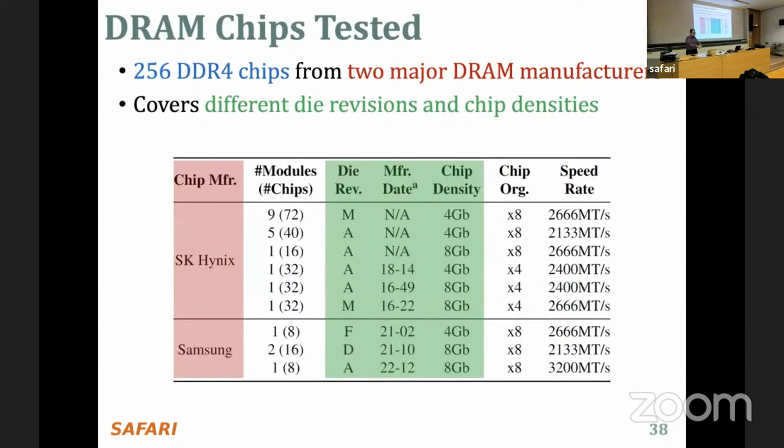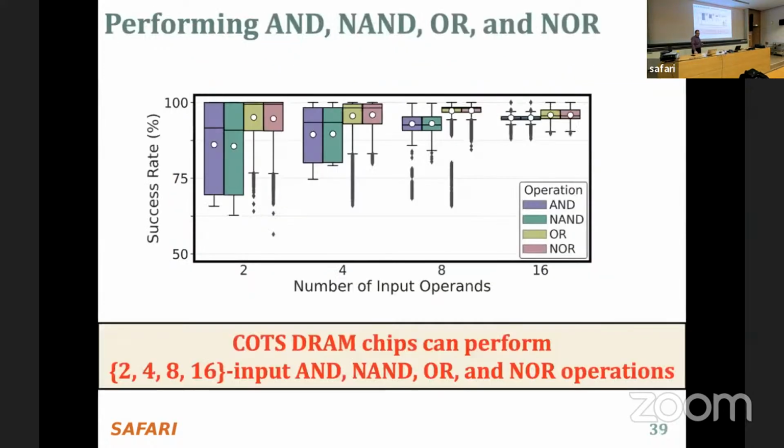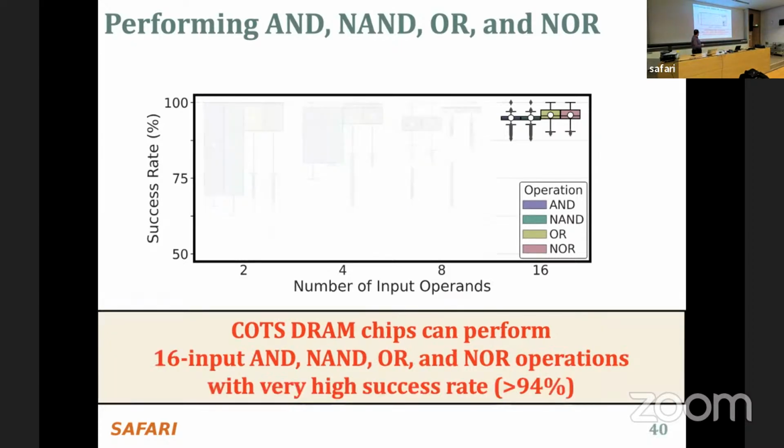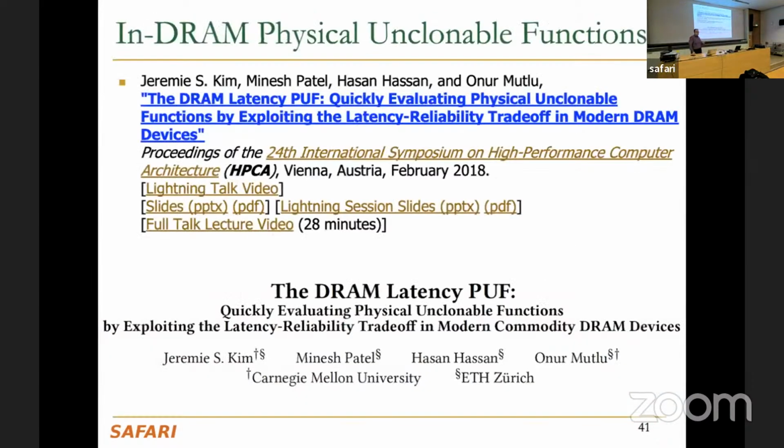So we did tests on many DRAM chips that cover different revisions and also chip densities. You can see some information about them on this table from the 2 different manufacturers. We observed that commercial off-the-shelf DRAM chips can perform 2, 4, 8, 16 input AND, NAND, OR and NOR operations. And for 16 input AND, NAND, OR and NOR operations, we have quite a high success rate, more than 94%. So it's not fully accurate. There are some cases where we cannot get the correct value, but it's good that without doing anything, by using commercial off-the-shelf DRAM chips, you can still have such operations. And it might be useful for some applications as well.